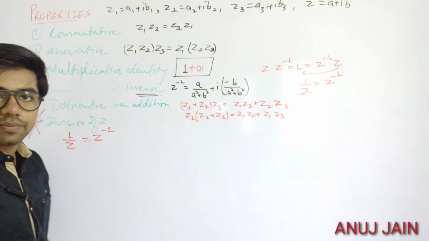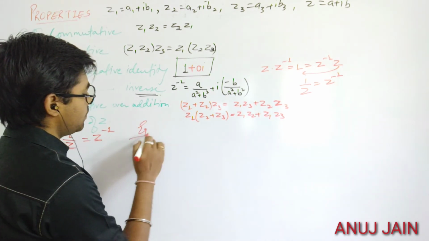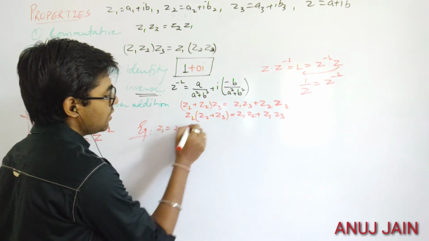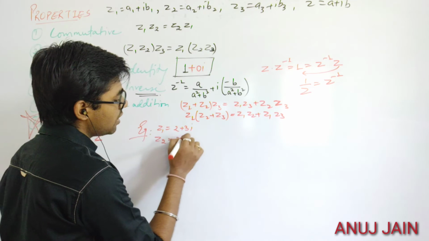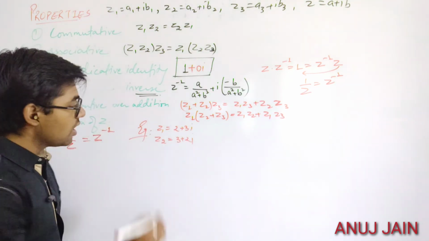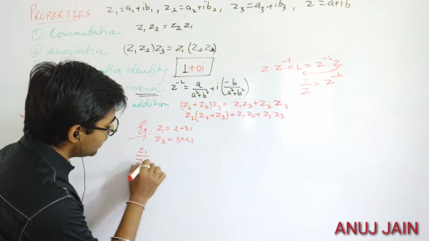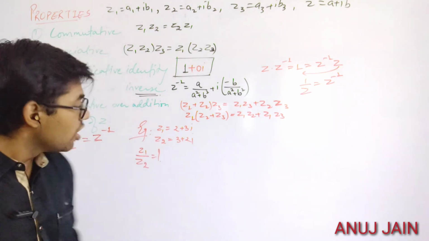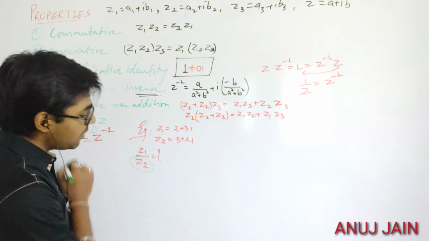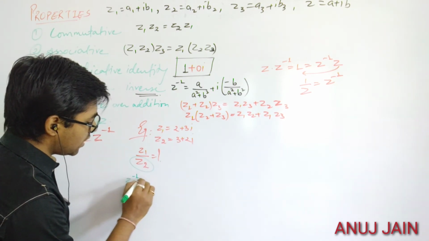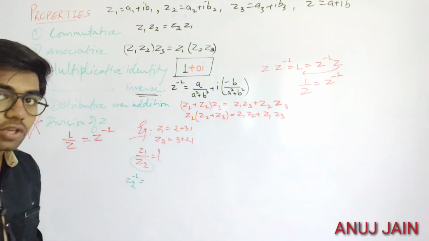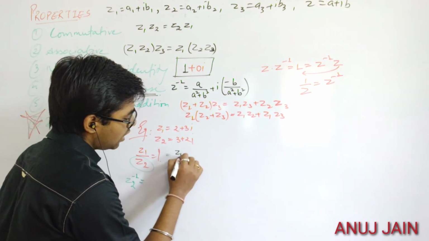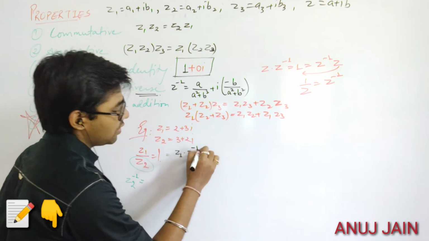Let's see an example. Where z1 is equal to 2 plus 3i, z2 is equal to 3 plus 2i. Now what you have to do is find z1 by z2. First find the multiplicative inverse of z2, that means z2 inverse. Why? The question is why. So this is equal to z1 into z2 inverse.